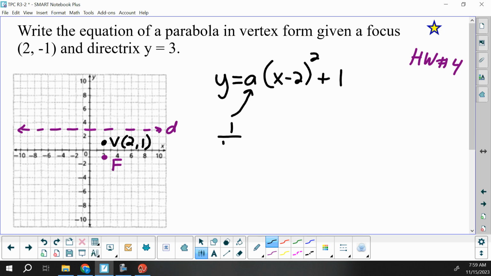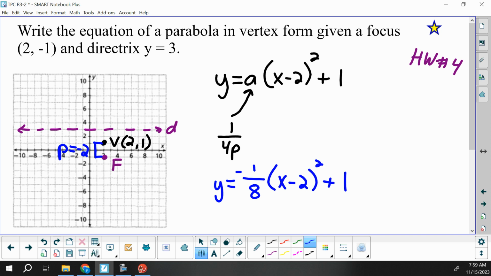Our a should be 1 over 4p. Well, from our vertex, we went down 2 this time to get to the focus. Because we went down 2, p will be a -2. -2 times 4 in our denominator will give us a -8 back. So our a value will now be -1/8. Then we'll have (x minus 2) squared plus 1.